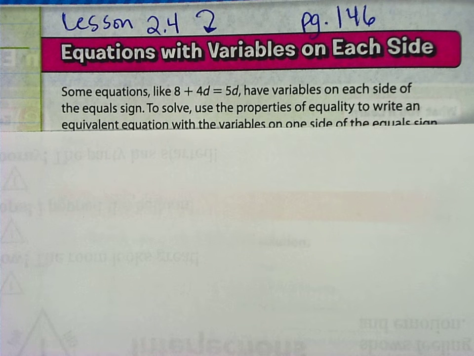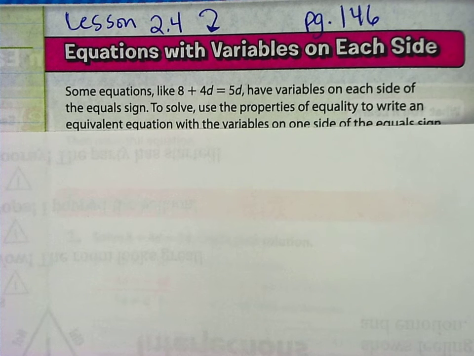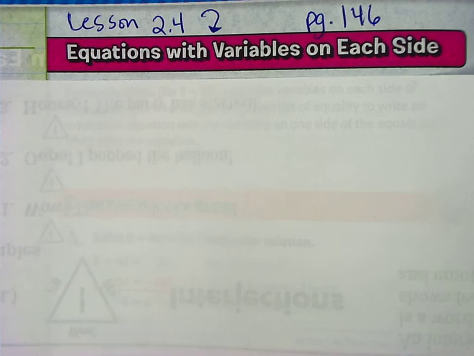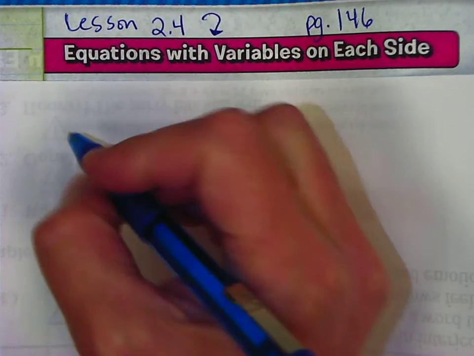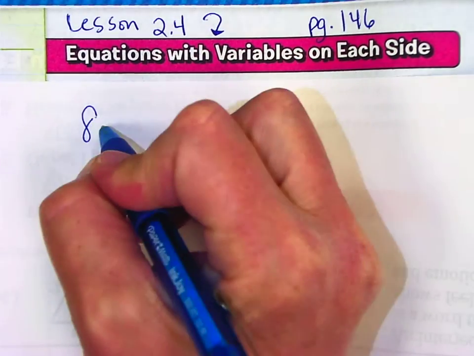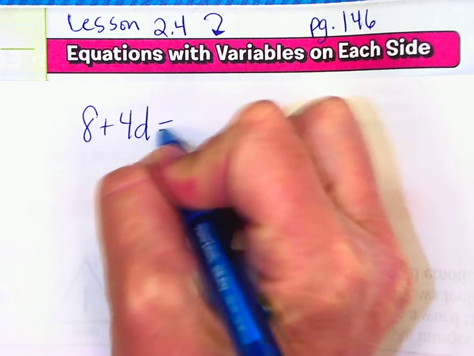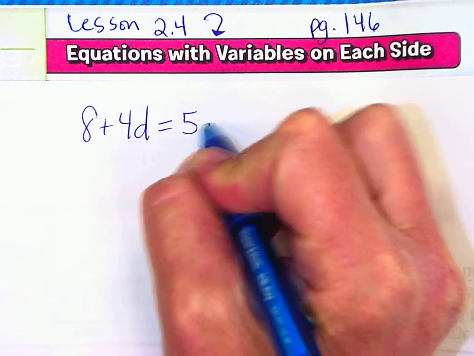Okay, lesson 2.4 is called Equations with Variables on Each Side. We're on page 146, so if you are not there in your book, go ahead and pause the video. Okay, we are going to look at our first equation, which is 8 plus 4d equals 5d.